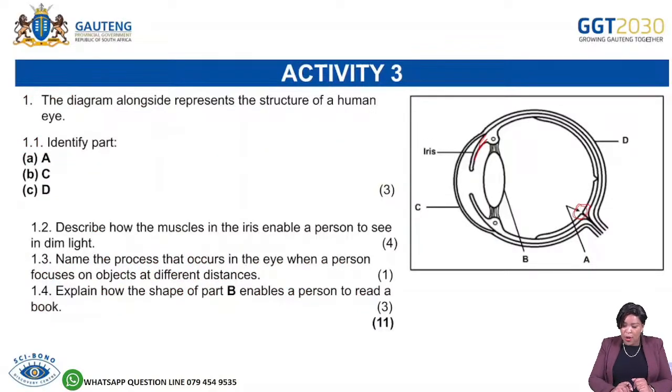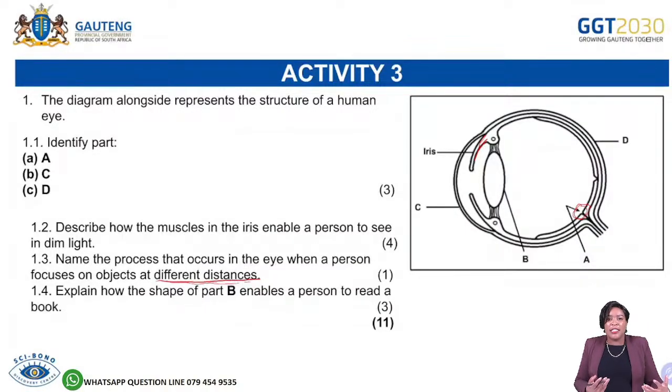Right. Then we come to the next question. Name the process that occurs in the eye when a person focuses on an object at different distances. So here, when a person focuses on objects at near or far, it does not specify.